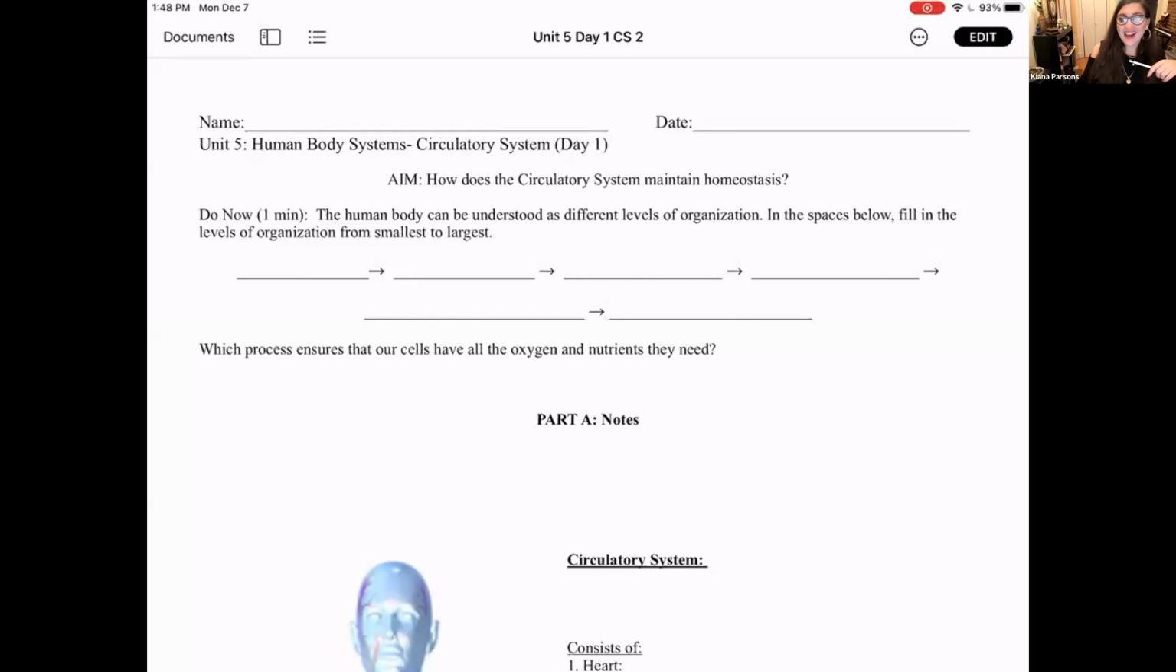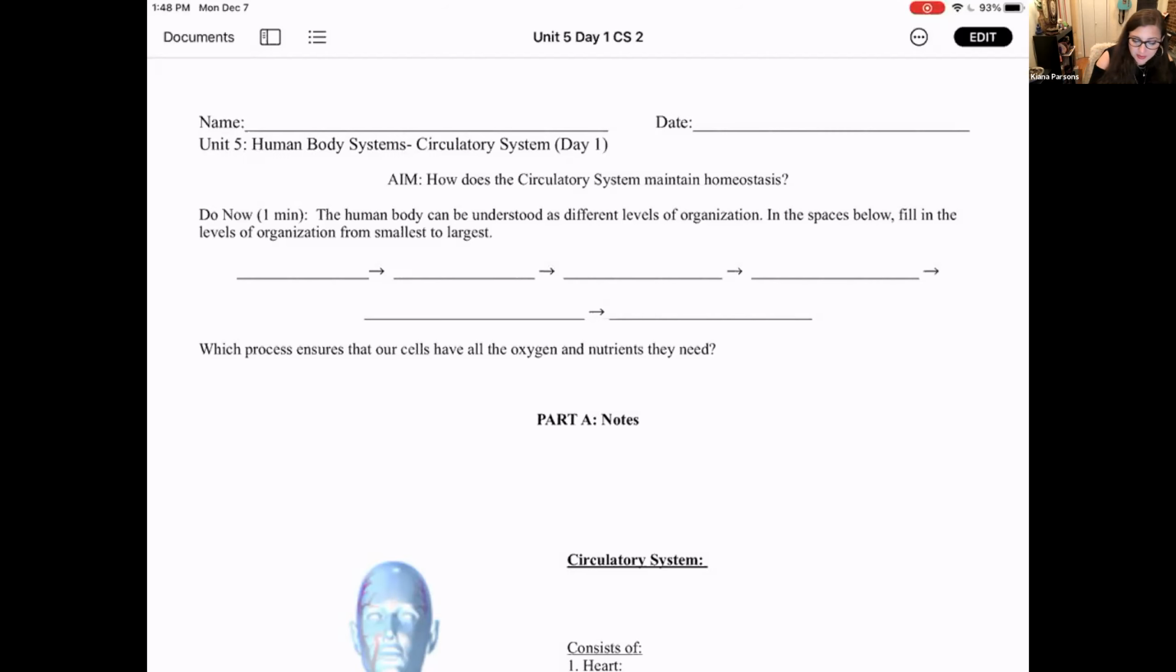Let's go ahead and get started with the first human body system, the circulatory system. And we're going to get started with Unit 5, Day 1, which is the circulatory system. We're going to be going through all the human body systems in this unit, so get ready. All right, so we're taking a look here at Unit 5, Day 1, and we start with the circulatory system.